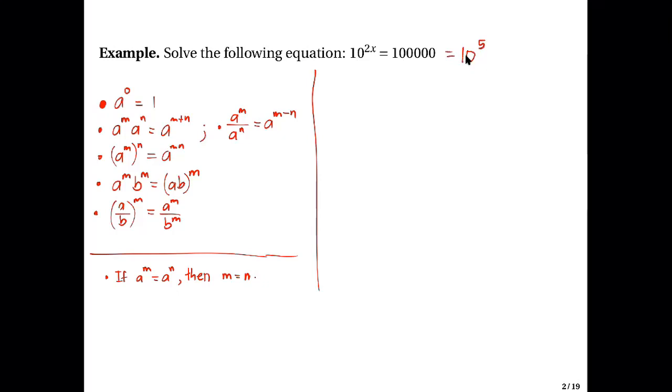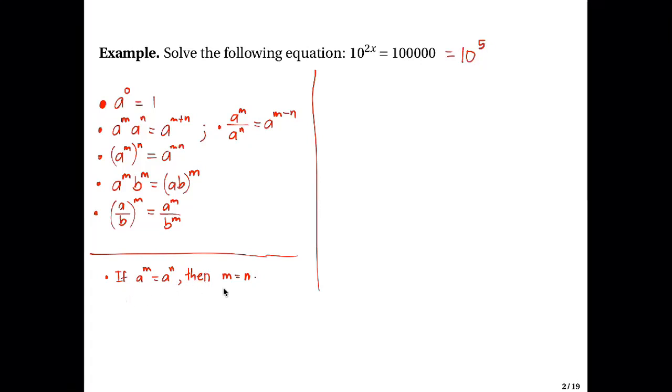Okay? So you have 10 times 10, that's 100. So that's 10 squared. And then 100 times 100, that's 10,000. But that's 10 squared times 10 squared. And 10 squared times 10 squared, that's 10 to the 4. And then you multiply again by 10, that becomes 10 to the 5. And 10,000 times 10, that's equal to 100,000. Okay? So this 100,000 can be written as 10 to the 5.